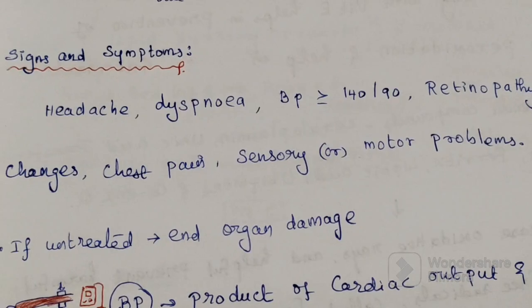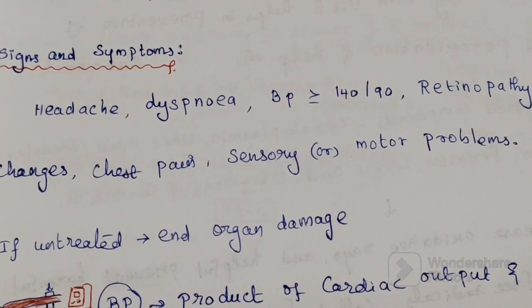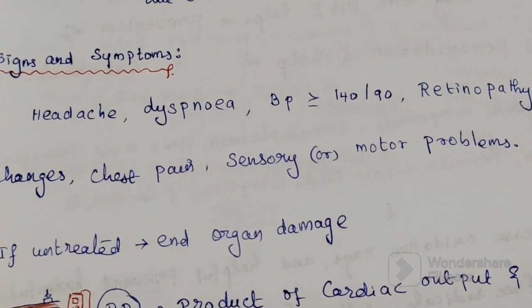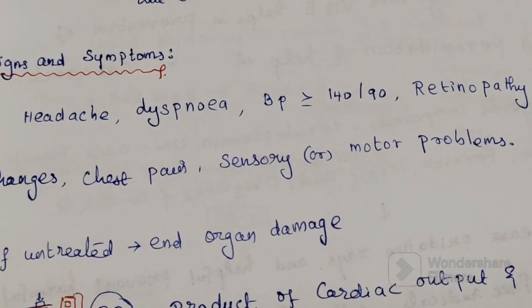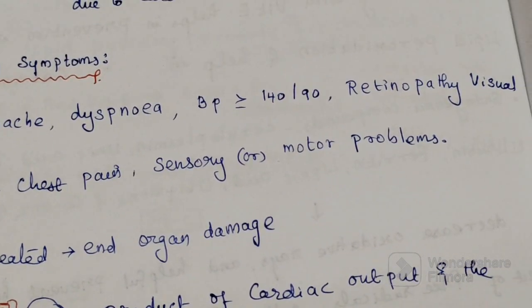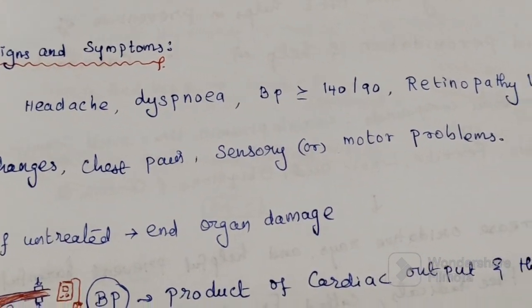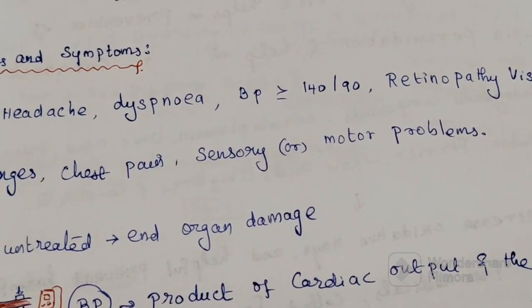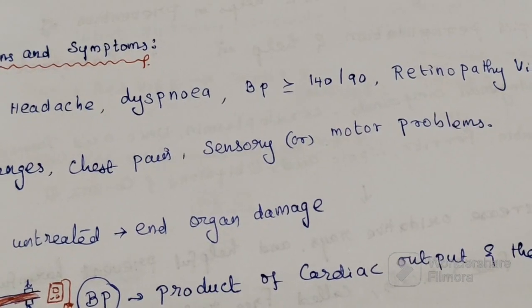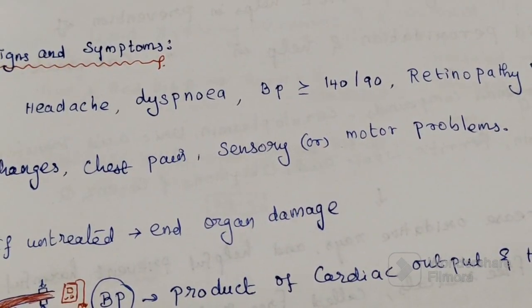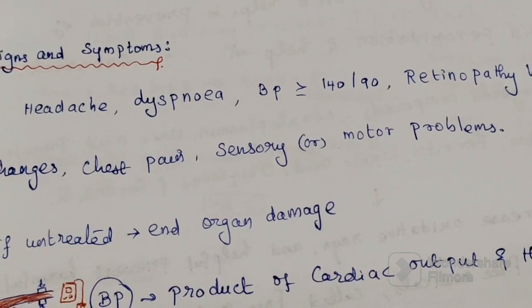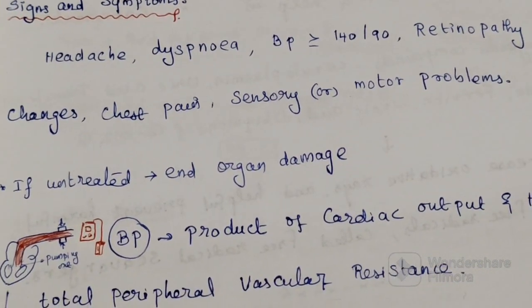So what are the main signs and symptoms? Headache, dyspnea, blood pressure greater than 140/90, retinopathy, chest pain, sensory or motor problems. This is a dangerous condition; it will affect end organs if we cannot treat it or if it is severe.